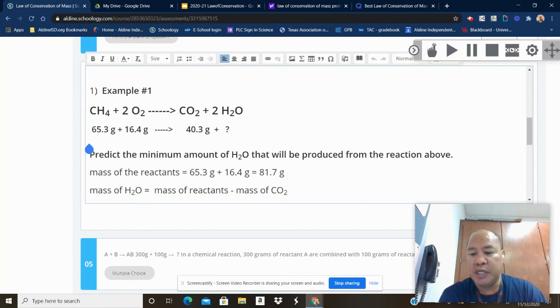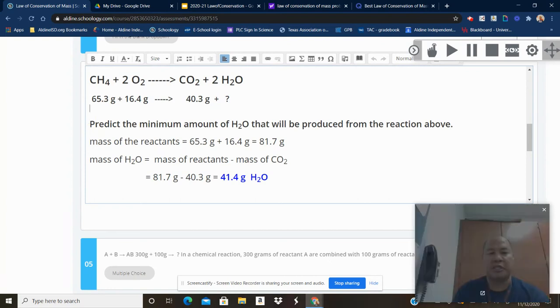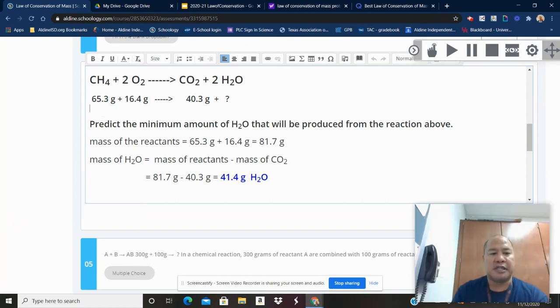So if we know that the mass of the reactants must equal the mass of the products, all we've got to do is use math. We know both reactants, we know both weights. So if we add them together, we get 65.3 grams plus 16.4 grams, and we get 81.7 grams.